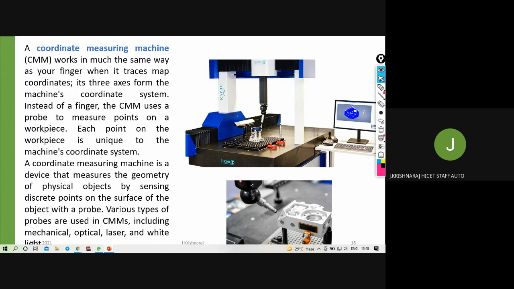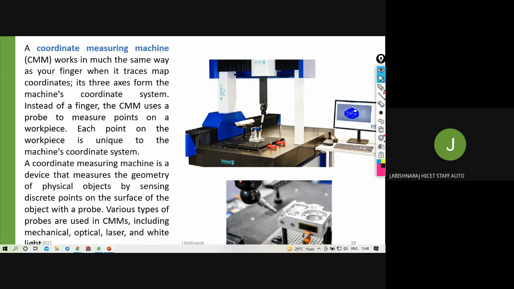It is mostly used for measuring irregularities of objects, because for irregular objects we cannot measure the exact values. For example, if you wanted to record a face, we cannot say the dimension of a particular feature. But with this CMM, we can identify the dimensions. If you wanted to know the distance between the eyes, we can identify it, because it registers the node points.